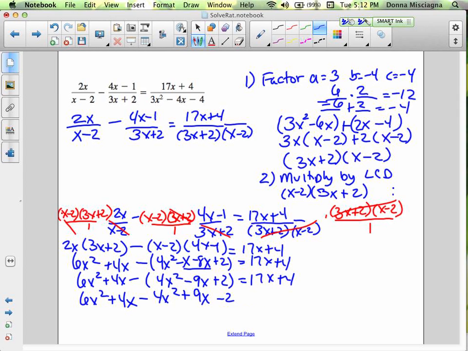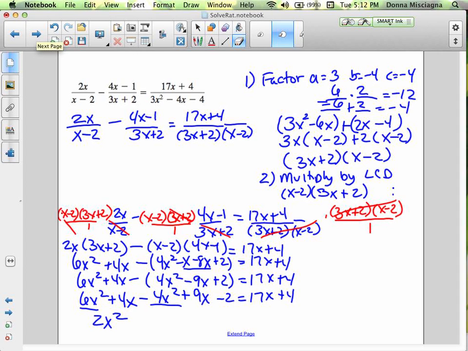If you don't distribute that right, there's no way you're going to have a right answer because you've got a mistake. We're going to combine the like terms. We can combine the 6x squared and the negative 4x squared. That's going to give us 2x squared. I'm going to have to solve the rest of this on the next page. So we have 2x squared. We have a positive 4x and a positive 9x. And actually, let's not only just add the like terms on the one side, because I'm going to go to a next page in a second. Let's also subtract the 17x and the 4.